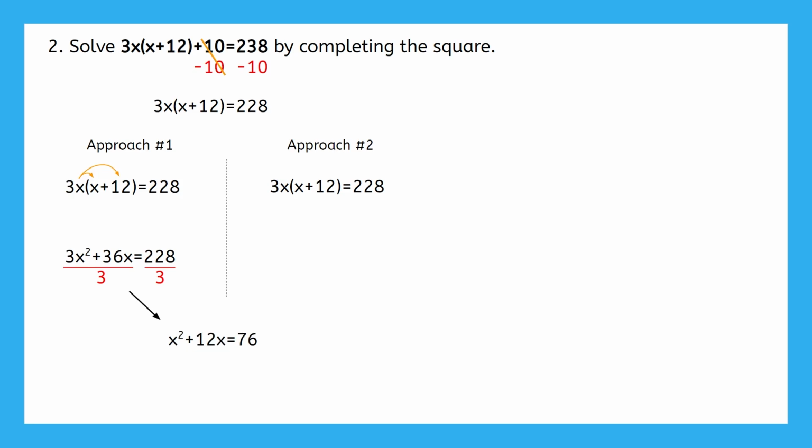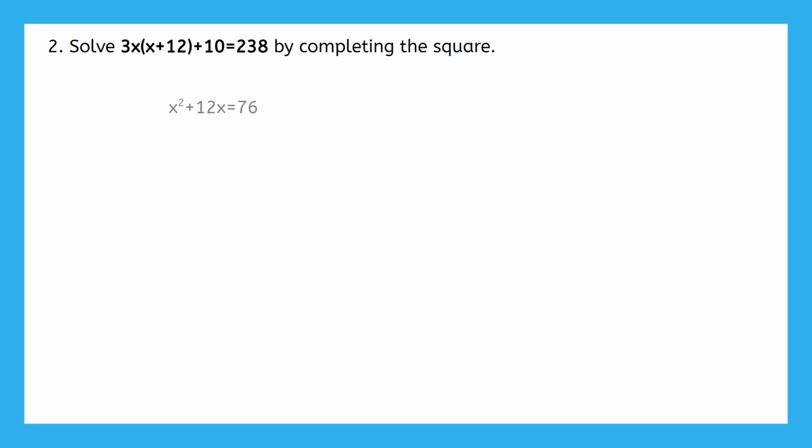In the second approach, since the 3 in 3x is itself a factor on the left side, we could first divide both sides by 3, leaving us with x times x plus 12 equals 76. Then we just multiply out the left side using the distributive property, giving us that same result of x squared plus 12x equals 76. Now, we're ready to complete the square. Pause the video and finish solving this equation by yourself. Then we'll check your work.